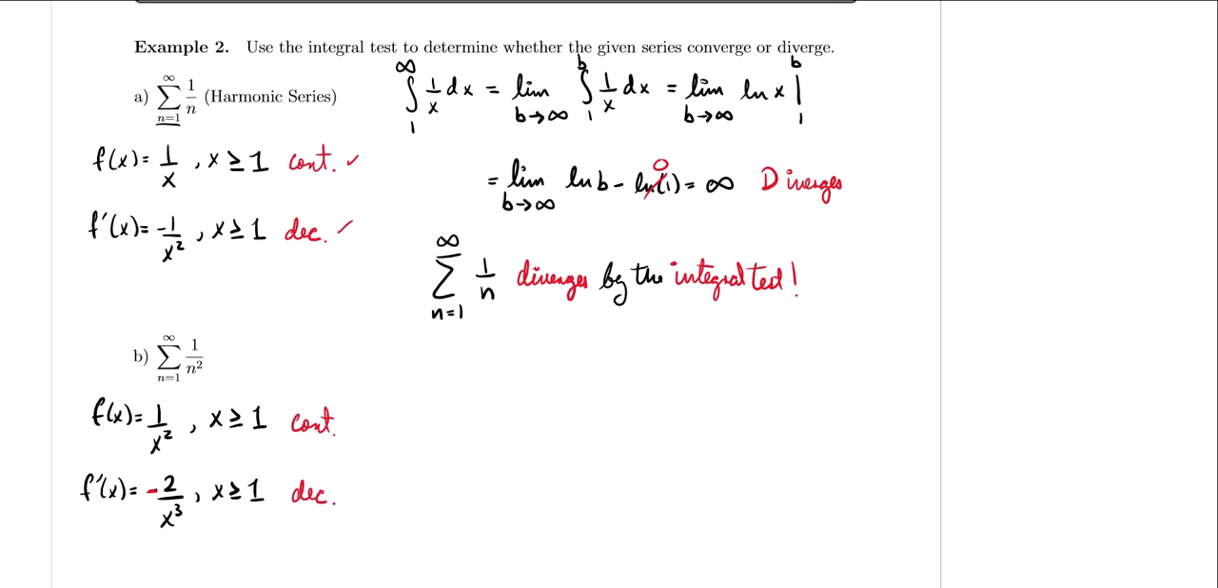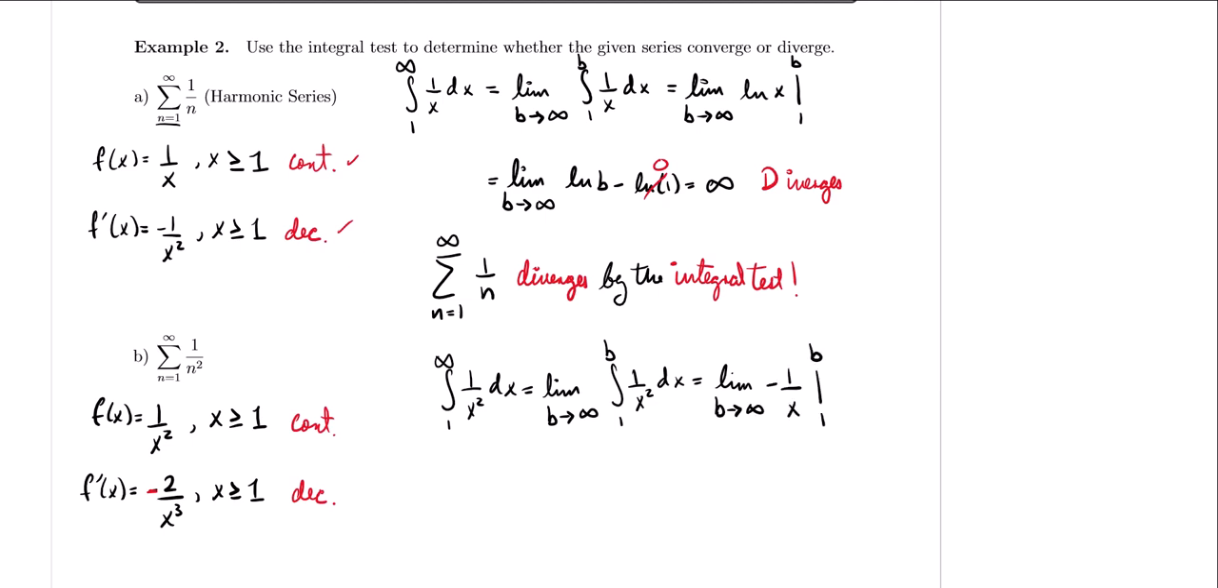So let's set up our integral. The integral from 1 to infinity of 1 over x squared dx is equal to the limit as b approaches infinity of the integral from 1 to b of 1 over x squared. And this one is not too bad. We're going to get the limit as b approaches infinity of negative 1 over x. Evaluating this at 1 and b, we get the limit as b approaches infinity of negative 1 over b minus a negative 1.